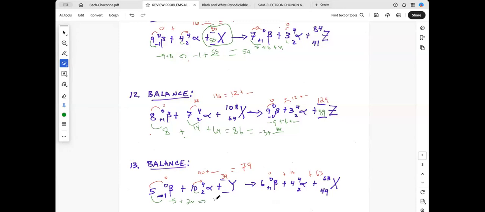So we end up with 15 plus whatever this blank is has to equal 6 plus 8 plus 49, right? And that's 14 plus 49 is, I guess, 63. Now you could just subtract 15 from both sides, right? So 63 minus 15. And what do we get? We should get 48. And there's our answer. So again, I hope you know how to do these balancing.